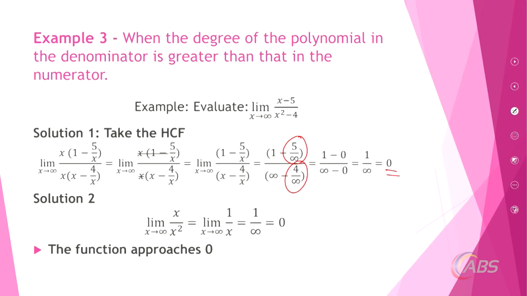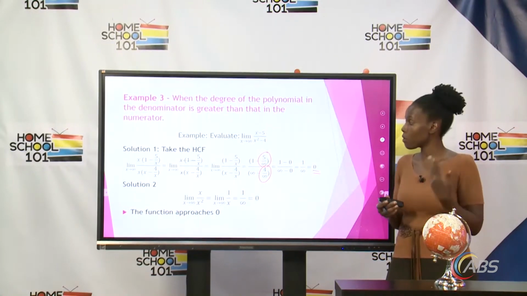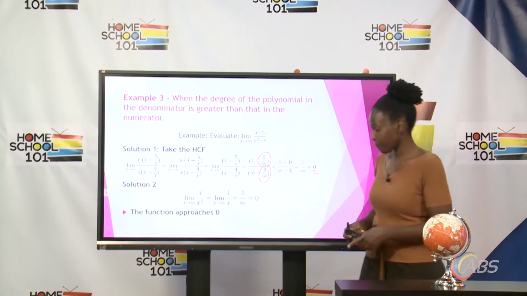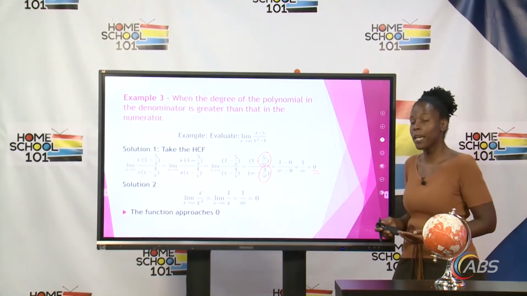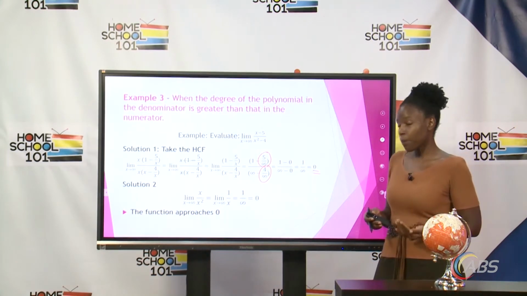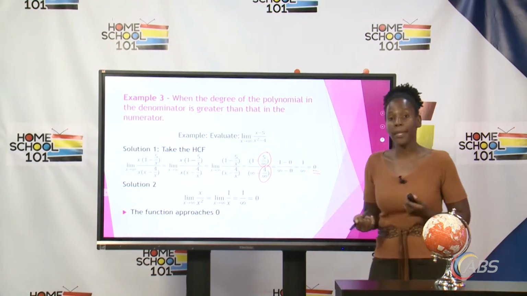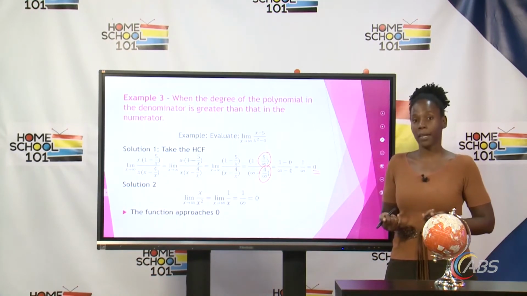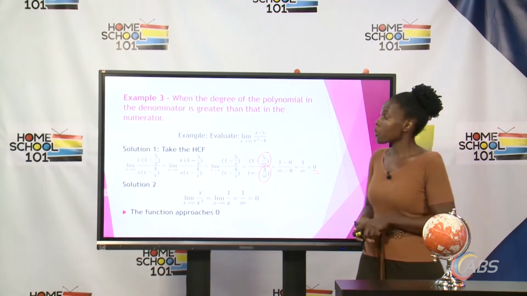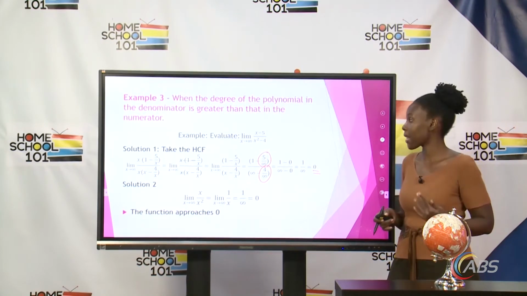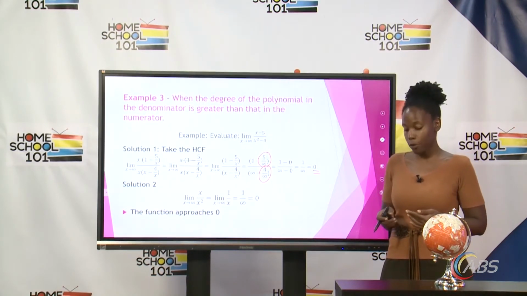If we're using the second method, again, I would just focus on the terms containing the highest power of x in both the numerator and the denominator. In this case, it would be x divided by x squared. Again, I simplify using the laws of exponents, or the properties of exponents. So I'm left with 1 divided by x. I then do my direct substitution, so it becomes 1 divided by infinity, which gives me 0. So the third case, once the degree of the polynomial in the denominator is greater than that in the numerator, the function approaches 0.